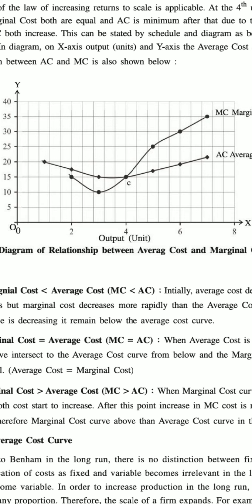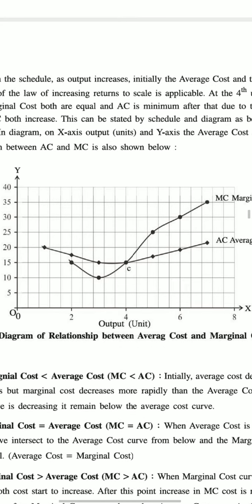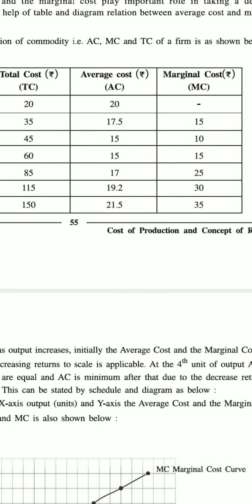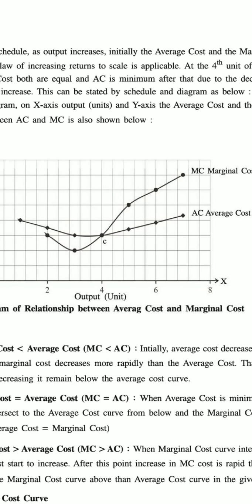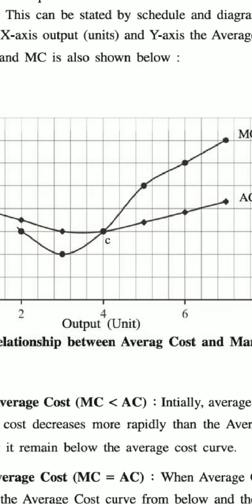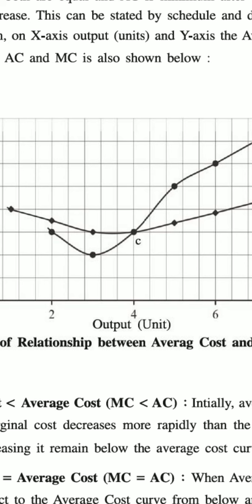Initially we can see that both costs, the average cost and the marginal cost, decrease, but there is more decrease in the marginal cost. If you see the figures, 17 and 15, 15 and 10, the difference between 17 and 15 is 2, whereas between 15 and 10 it is 5. So initially both of them decrease, but marginal cost decreases more rapidly. And so in the initial diagrammatic representation, the marginal cost curve is below the average cost curve.